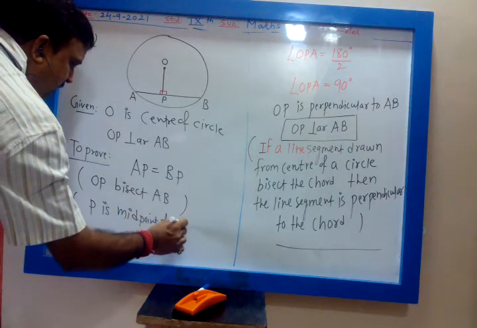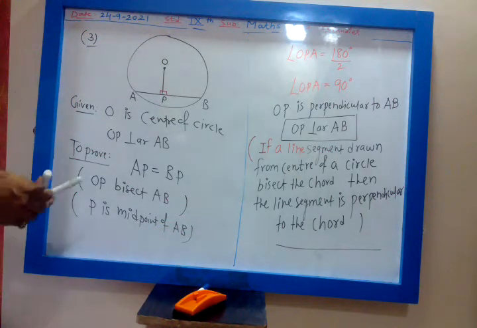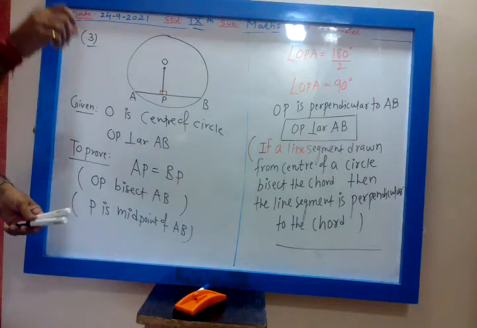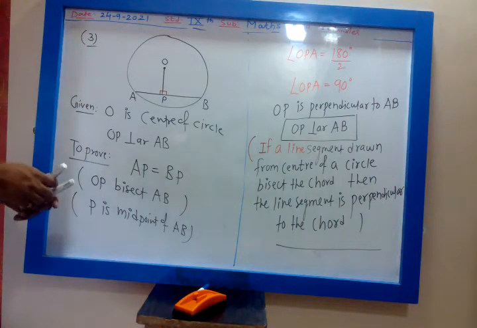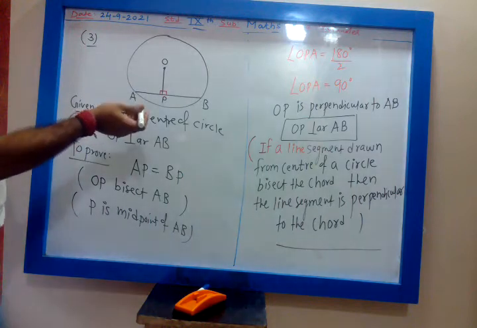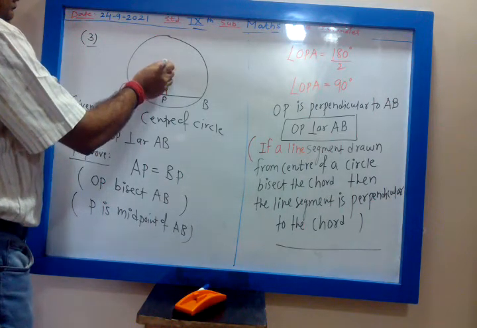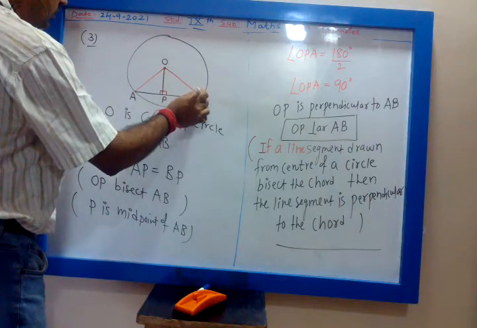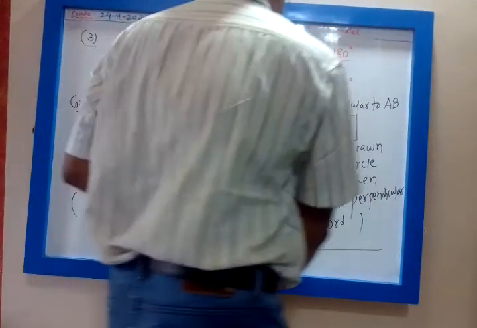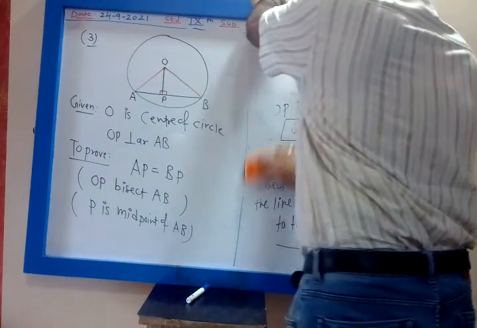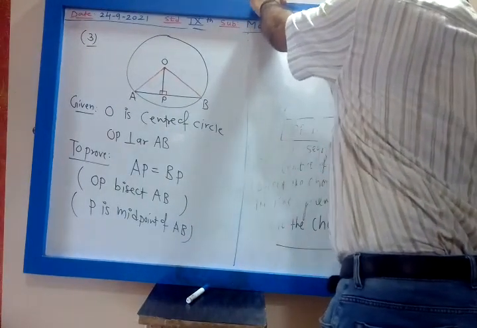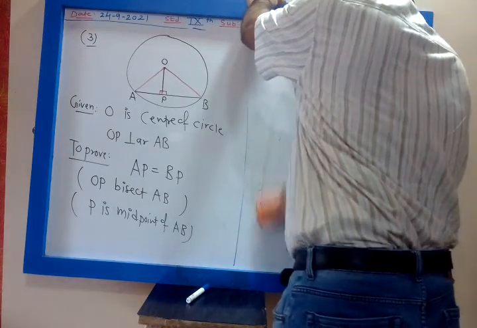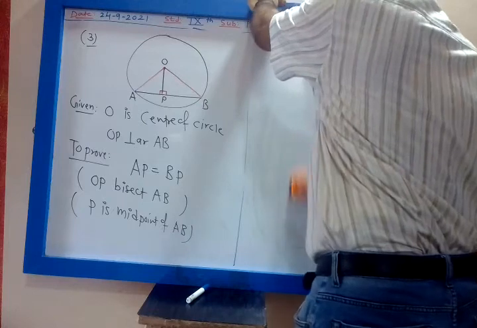In the second one, if it is a bisector, then we proved that it is perpendicular. Now in the third one, I have to prove that if it is perpendicular, then it is a bisector. So again, we are studying triangles. You need a triangle, so the construction will be: join OA and OB. You will write the construction.